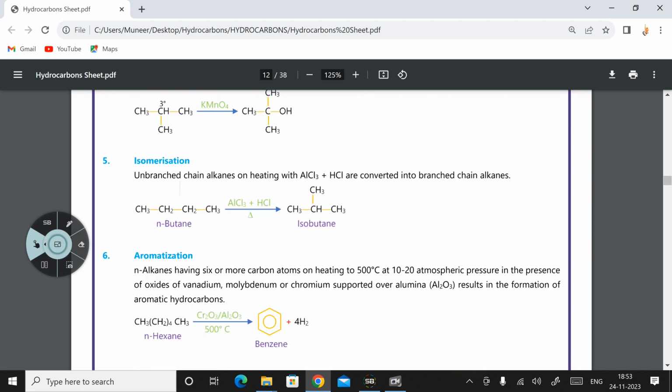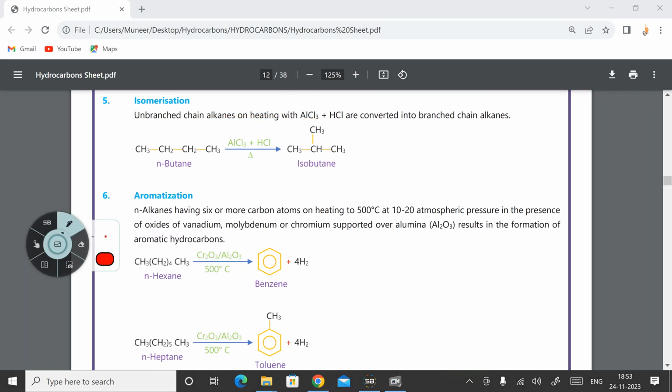Okay. Now next one. Isomerization. Very important. What is isomerization? Conversion of one isomer into another isomer. Right, very good. The answer is 2-methyl propan-2-ol. Right, very good. Shruti, nice. Now, next one. Isomerization is the conversion of one isomer into another isomer.